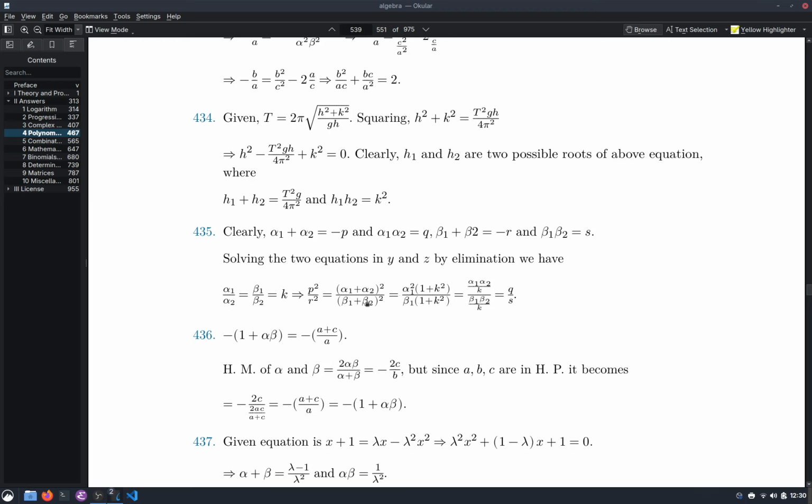We take alpha 1 common and beta 1 common, we get 1 plus k square by 1 plus k square, and then alpha 1 square by beta 1 square is here, which we take common, and then 1 plus k square will get cancelled. So now this will be alpha 1 square by beta 1 square, and this will also be equal to alpha 1 alpha 2 by k. Okay, because alpha 1 is equal to k alpha 2. So if you multiply both those, we will have alpha 1 square k. So we divide by k both sides. So we have alpha 1 alpha 2 by beta 1 beta 2 is equal to q by s.